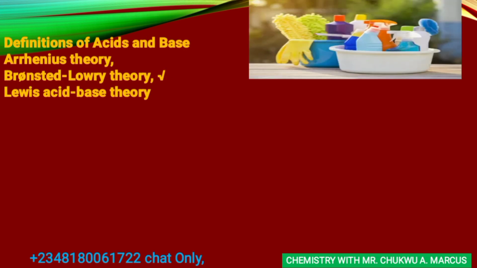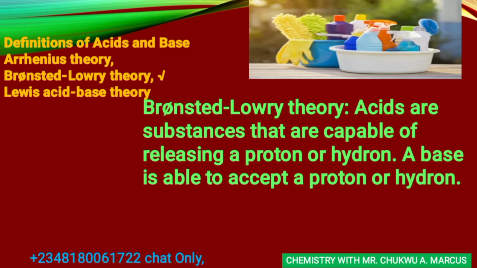So let's look at the other definition of acid. Bronsted-Lowry theory defines acid as a substance that is capable of releasing a proton. Remember, the other one produces proton when dissolved in water, but this one just produces proton whether it's being dissolved in water or not.